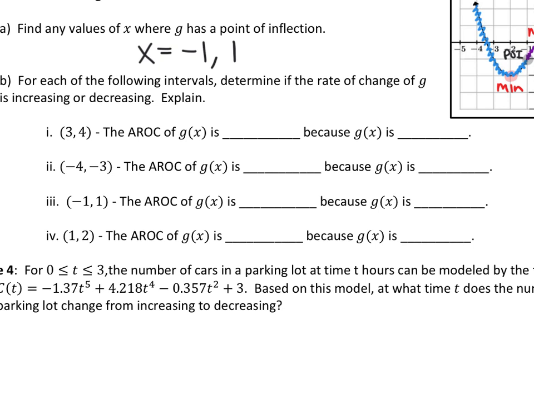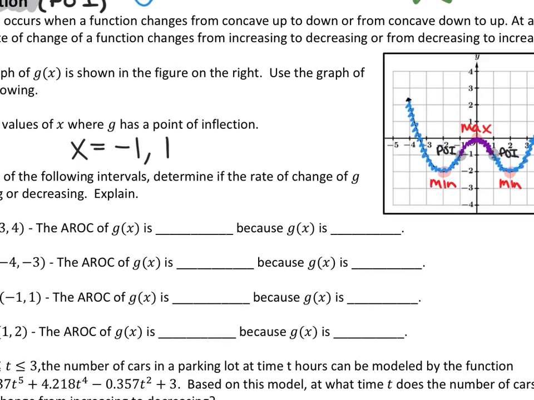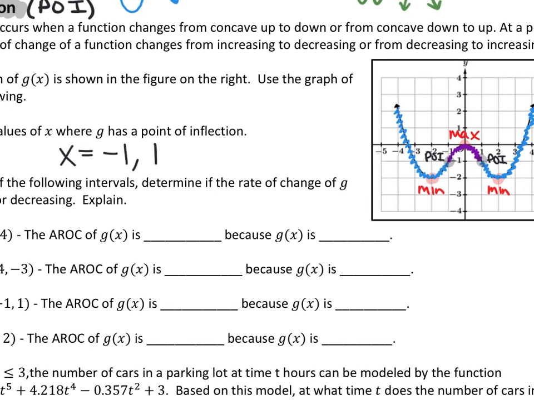We want to see on the interval from 3 to 4 if the rate of change of g is increasing or decreasing. So if we look at our graph from 3 to 4, is it concave up or concave down? Up. When it's concave up, what's happening to my rate of change? It's increasing. So my rate of change is increasing because the graph is concave up on that interval.